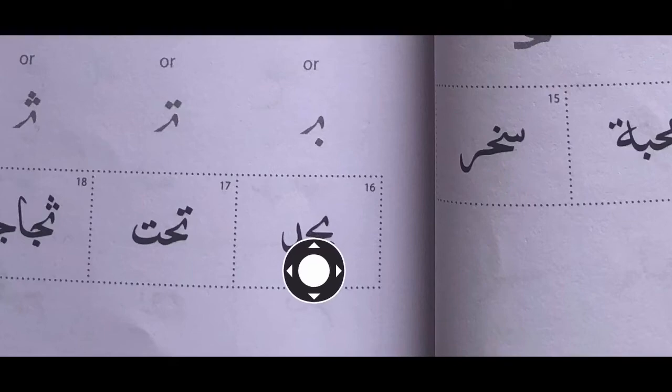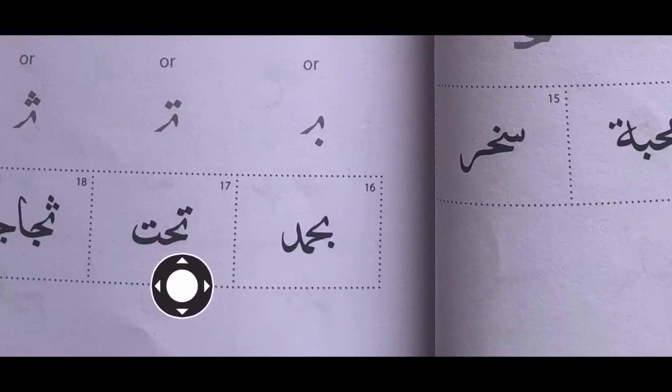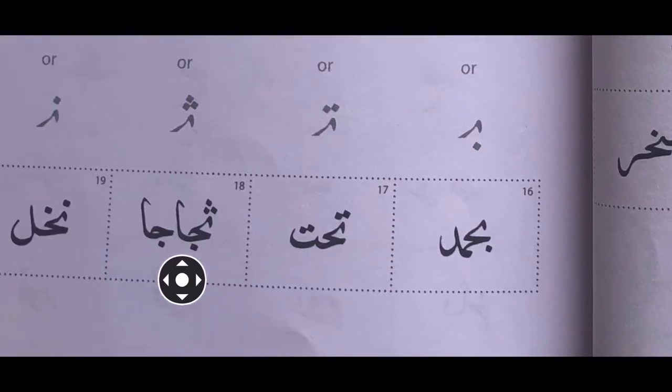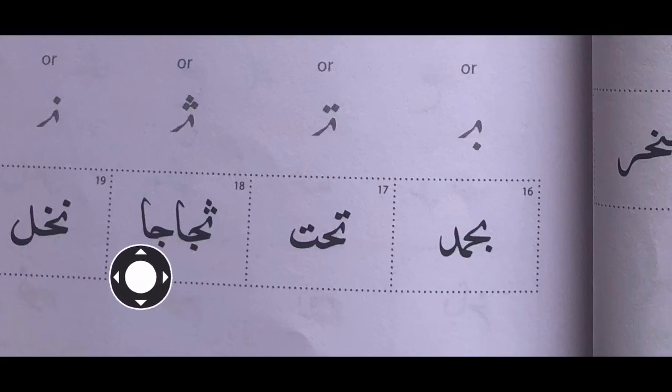If you just hover over it, you can see this is the tick, and then this over here is a ha, right? This dot belongs to the tick on top, so ba, ha, and then mim and dal. So there are 1, 2, 3, 4 letters in that word, 3 letters in this word. In this word there is tha, jim, alif. So 1, 2, 3, 4, 5.